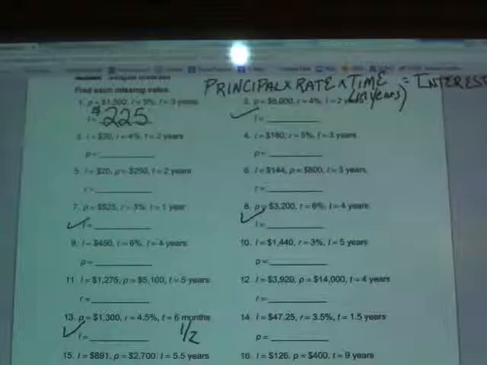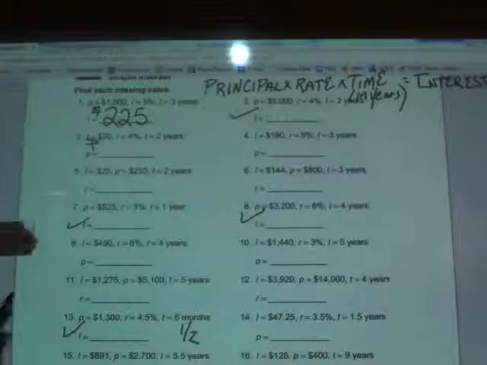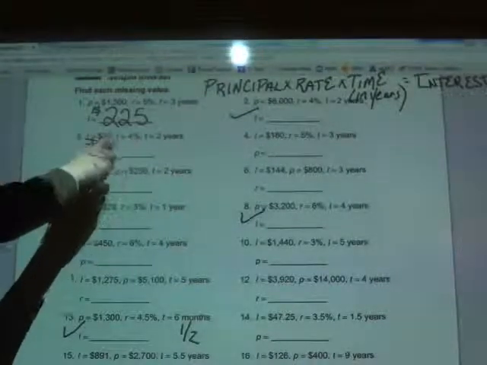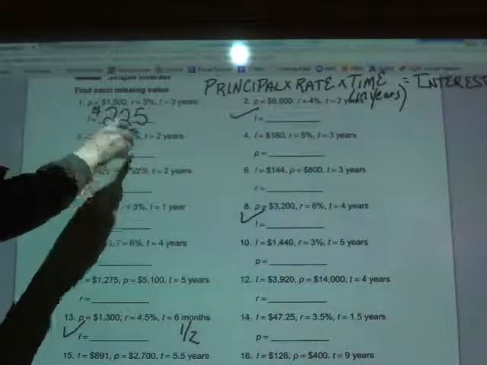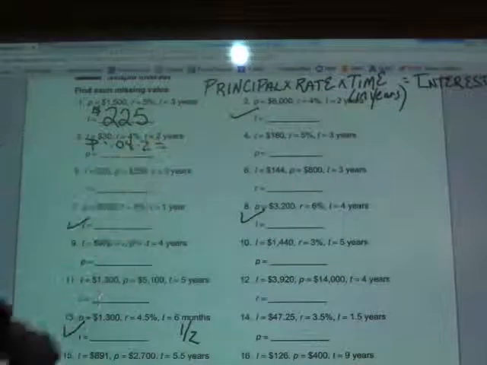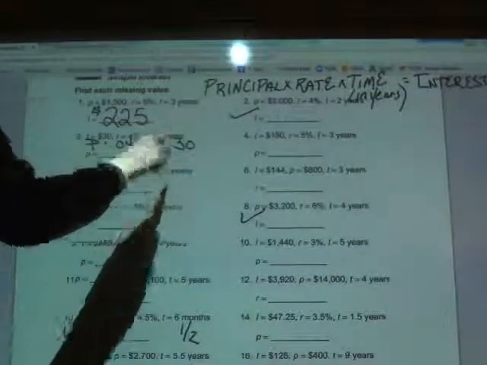So let's take a look at question number 3. The principal here, well, we don't know the principal, so instead of writing an amount there, I'm going to write P as a variable. I'm supposed to multiply that by the rate, which is 4%, so that's 0.04, times the time, which is 2 years, and that equals my interest, which they told us in the beginning was $30. Well, look at that.